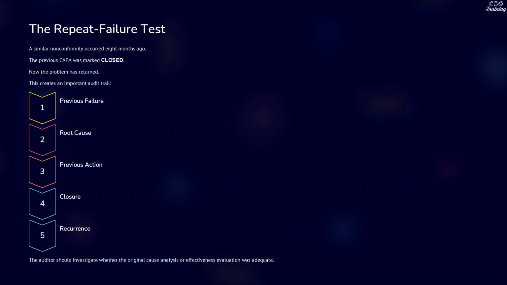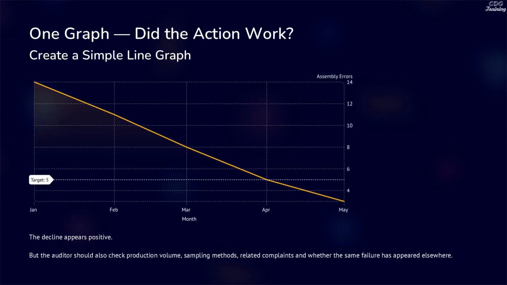A repeat failure test is crucial when a similar nonconformity reoccurs. The auditor should investigate whether the original cause analysis and effectiveness evaluation were adequate. A simple line graph can show if actions worked, but auditors should also check production volume, sampling methods, and related complaints to ensure the same failure hasn't appeared elsewhere.